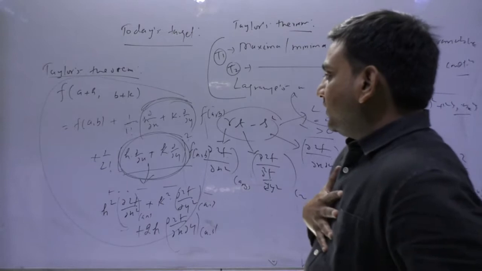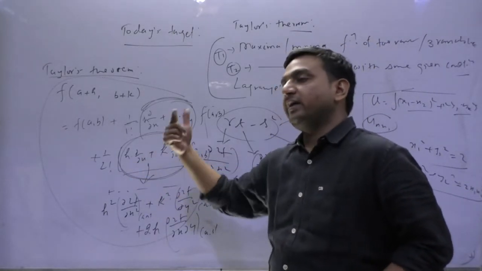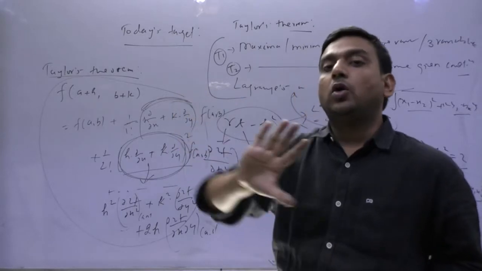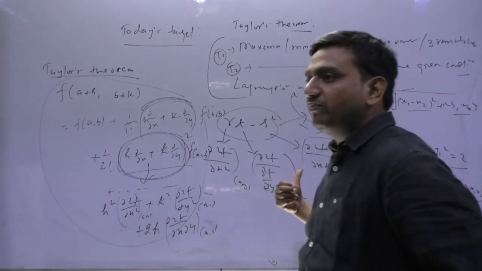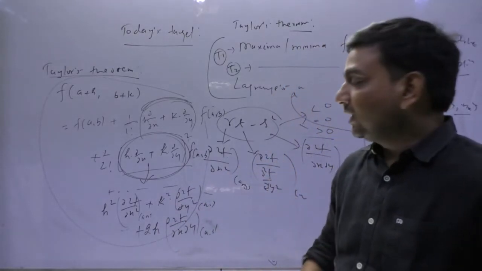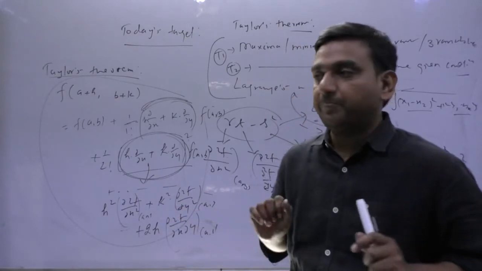So ultimately when I am writing this whole cube, it is expanded like as you expand (a plus b) whole cube. So why am I focusing here? Because at the time of maxima and minima in Lagrange's method, we will be using such expressions. Fair? Okay.